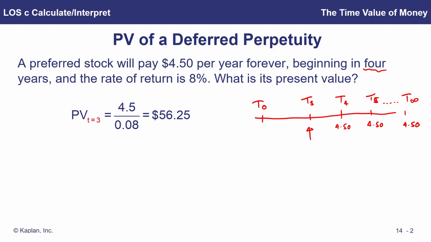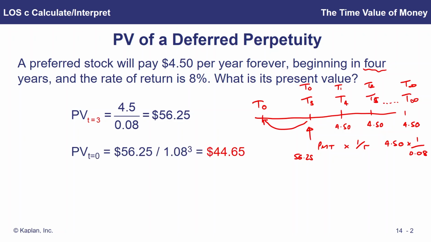We could work out the value by pretending this is T0, this is T1, this is T2, this is T infinity. We take our payment times 1 over r, in other words, 450 times 1 over 0.08, and that, of course, is 5625. So that is our value there. All we then need to do is discount that back 3 periods at 8%.